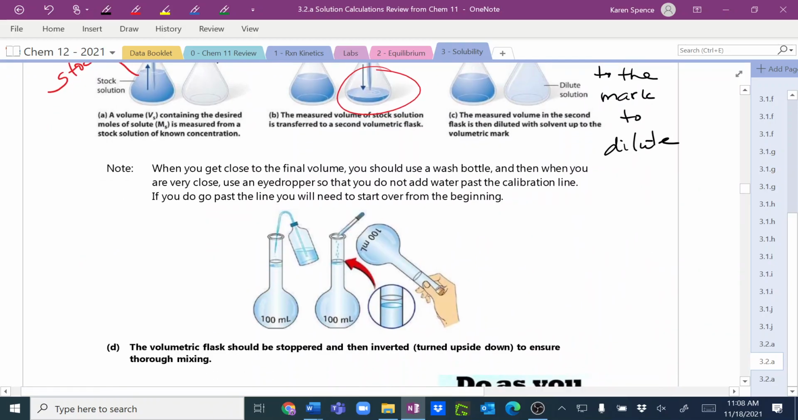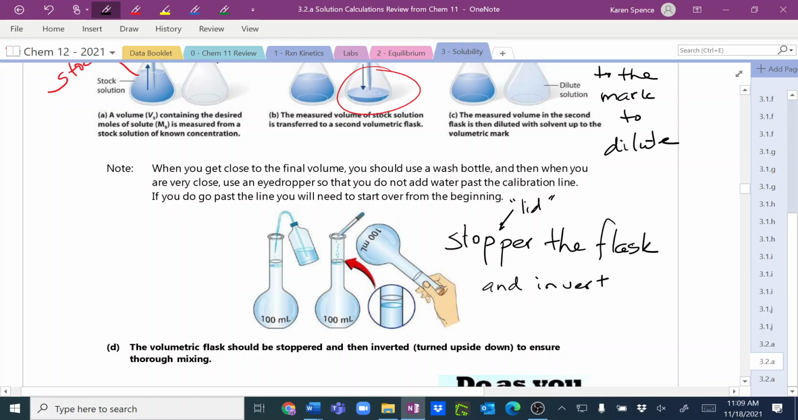At the end, you are going to put a cap on it. You are going to stopper the flask. So that's like a lid. And invert, which is basically turn it upside down and right side up to mix.